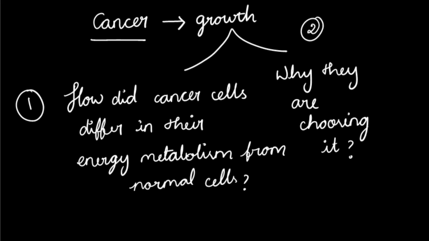The first question we are going to address is: how do cancer cells differ in their energy metabolism from normal cells? There are two different metabolisms happening between the cancer cells and normal cells. We will address what they are. And then the second question: why are they choosing it? I found these two things very interesting regarding cancer cells. So let's see in detail.